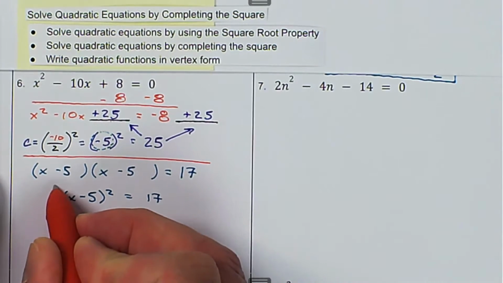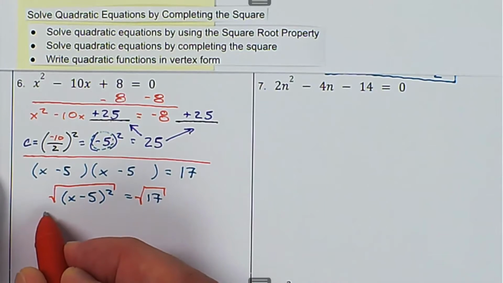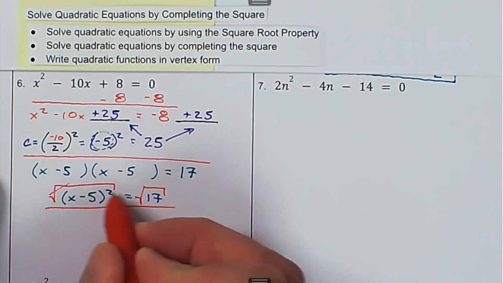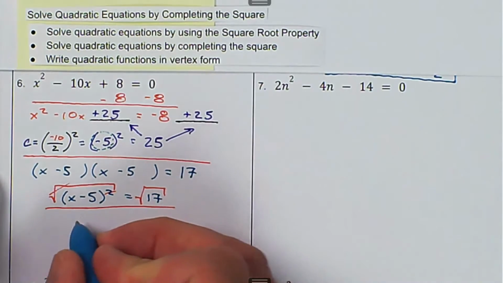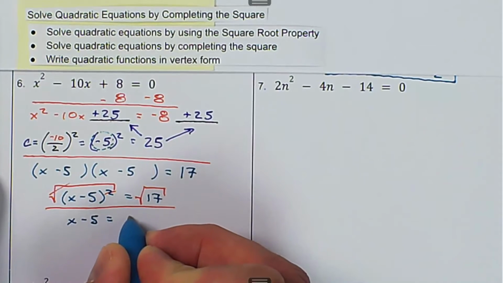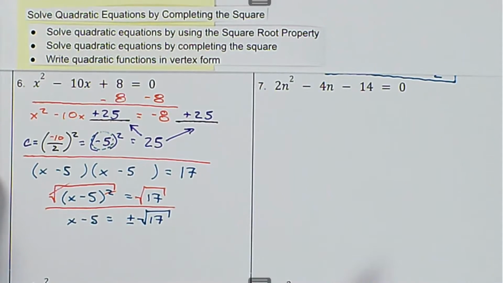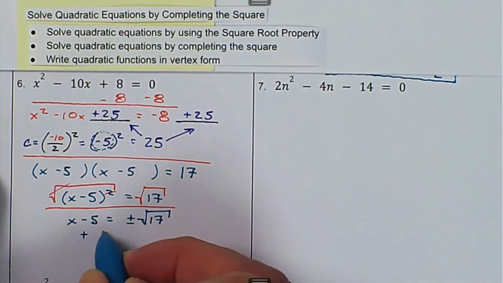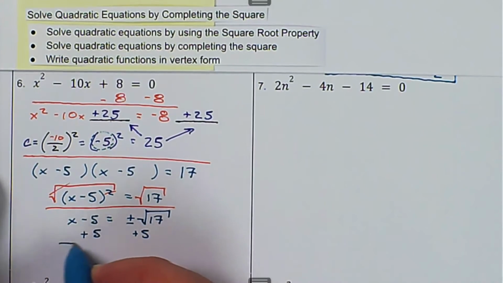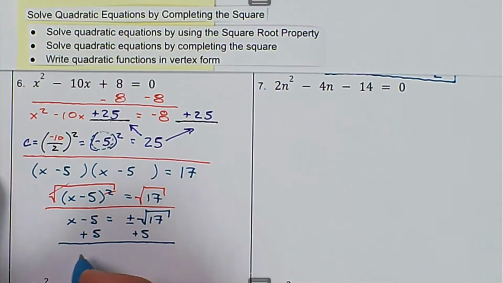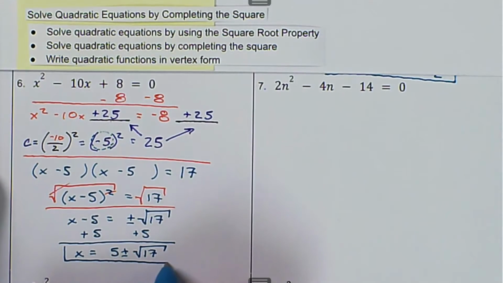We want to get the binomial by itself, so we take the square root of both sides. And the reason we did that is our radical cancels our squared. And we're left with x minus 5 is equal to plus or minus the square root of 17. We can't reduce that, so we just leave it that way. We don't want to have a decimal, we want to have an exact answer. And then we can add 5 to both sides to get x by itself. And then we're just left with x equals 5 plus or minus the square root of 17. And that is our final answer in simplified form.